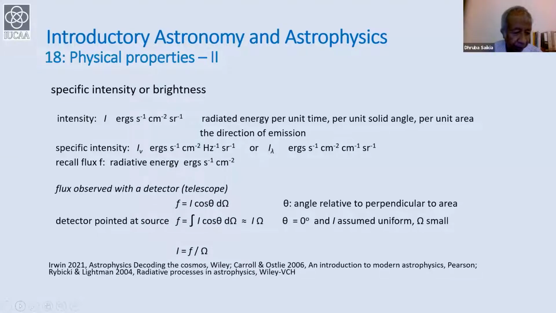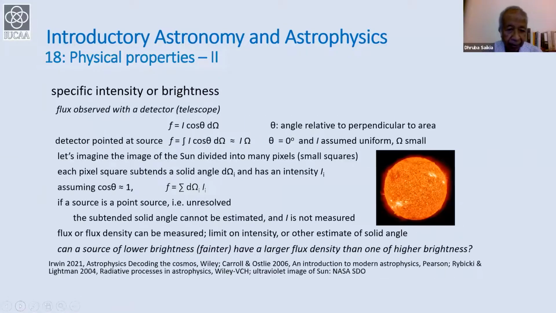All right. Now, let's look at the two situations. One is when we are observing with a telescope. As we just saw, F is equal to I omega, and we put the telescope pointing at the source.